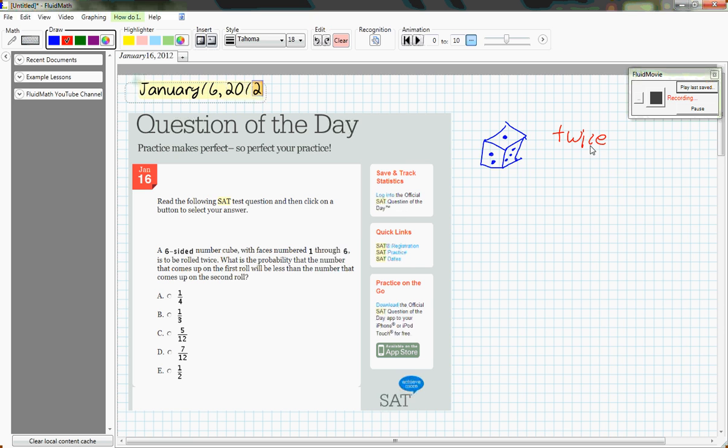What is the probability that the number that comes up on the first roll will be less than the number that comes up on the second roll?